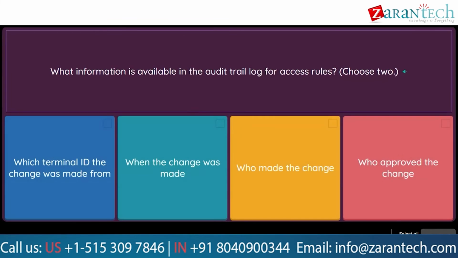Question: what information is available in the audit trail log for access rules? Choose 2. Option 1. Which terminal ID the change was made from. Option 2. When the change was made. Option 3. Who made the change. Option 4. Who approved the change.